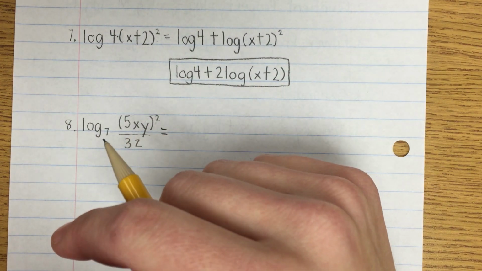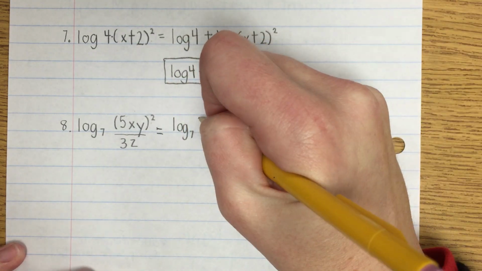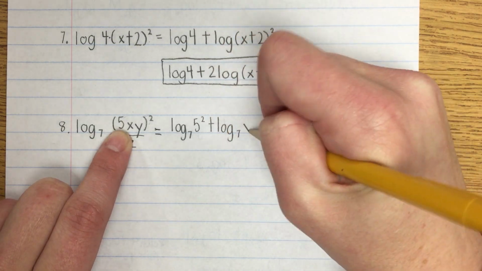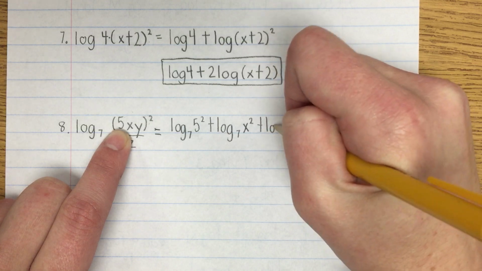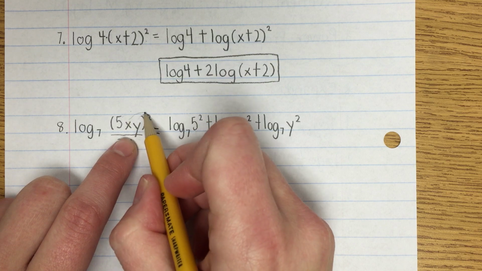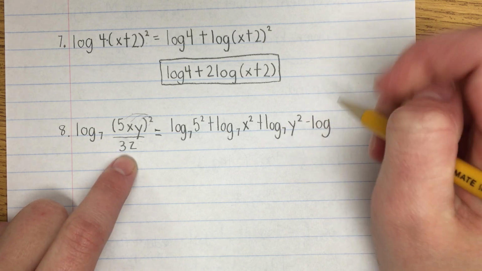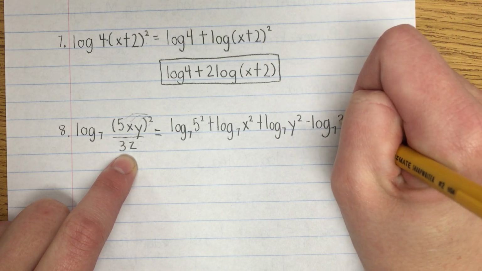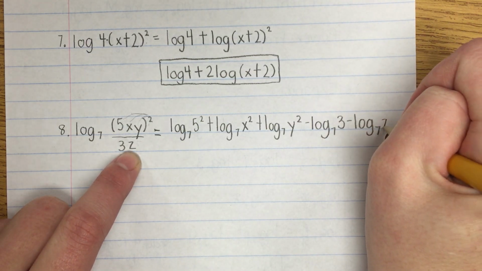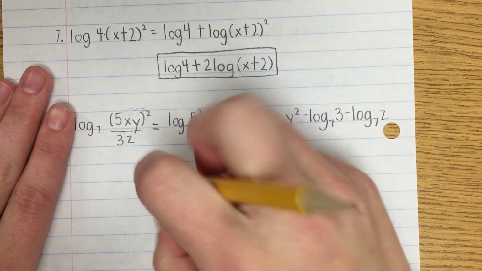We are going to have, for this one, log base 7 of 5 squared plus log base 7 of x squared plus log base 7 of y squared, because that 2 distributes inside to every single one of those. And then on the bottom, we've got minus log base 7 of 3 minus log base 7 of z. And now last but not least, we need to drag all of the powers down.